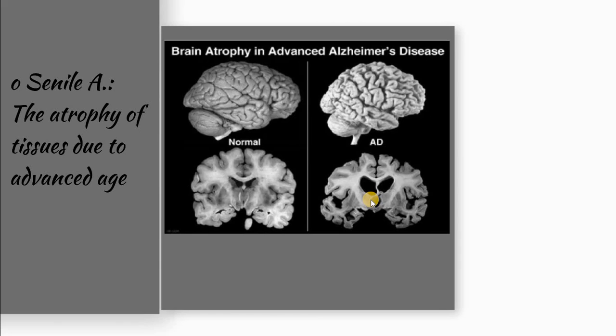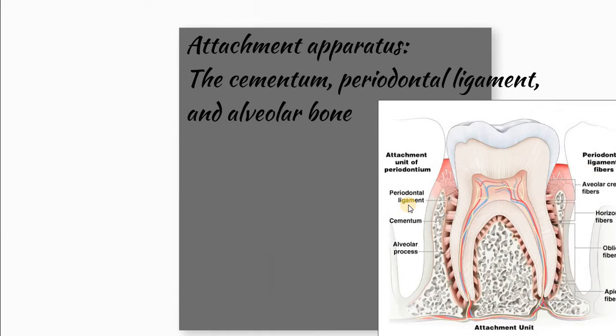While senile atrophy is the atrophy of tissue due to advanced age. It's nearly similar to the physiological atrophy. As you see here, there's an atrophy of brain cells due to Alzheimer's disease.